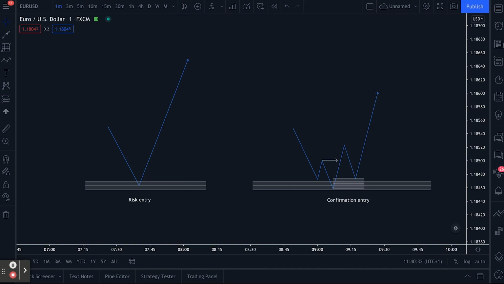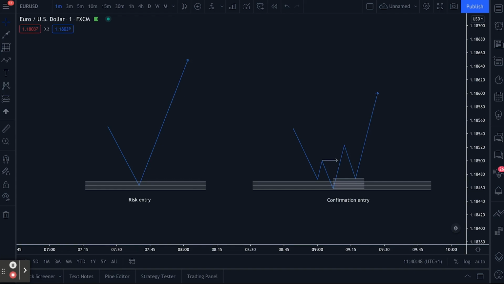But on the other hand, the con of that is they are much more likely to be stopped out than confirmation entries, okay? Because we are entering with super precise levels and super tight stop losses, if that super precise level isn't correct or doesn't hold up, we get stopped out.